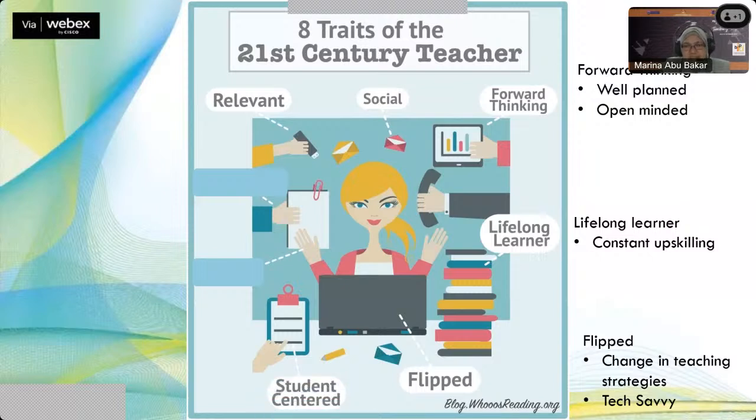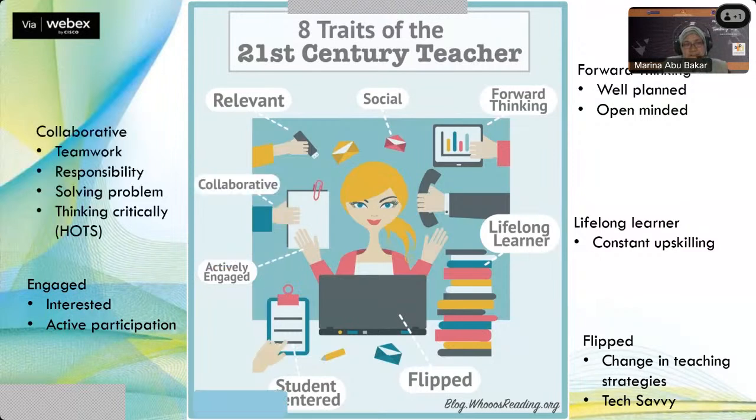And of course, student centered is always ranked on top, even before OBE. And our students need to be actively engaged, not just merely writing in groups. Yeah, there need to be group discussions. And as I said earlier, collaborative learning will encourage soft skills: responsibility, teamwork, solving problems, and thinking critically.